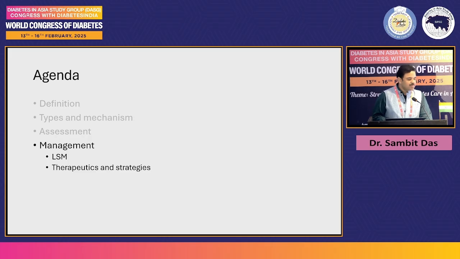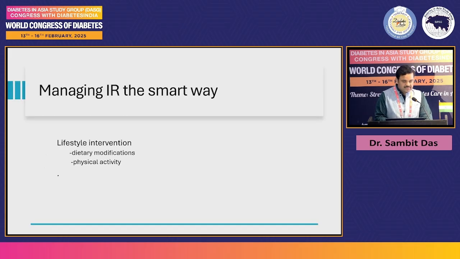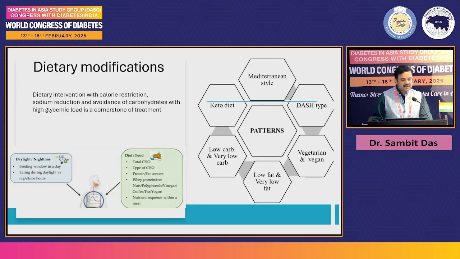Now coming to the management proper, some of the therapeutics are in our hands and some are in the pipeline, which I'll be discussing briefly. In the smart way, lifestyle intervention is the best therapeutic option, that is dietary modification and physical activity. Any weight loss is going to help, and that we can achieve with dietary modification and physical activity. The dietary modification is mostly calorie restriction, sodium restriction, and avoidance of carbohydrates with high glycemic load, which is the cornerstone of treatment.